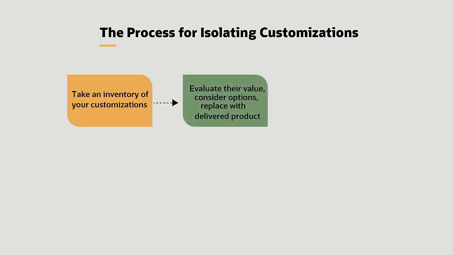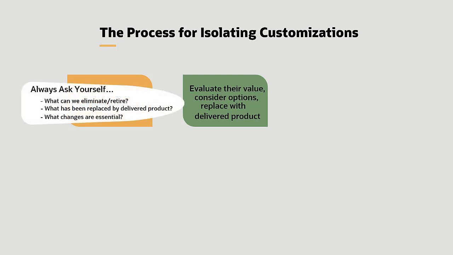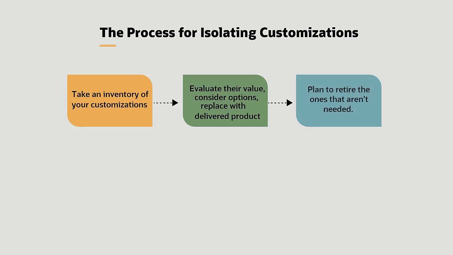Next, evaluate your catalog of customizations to determine their value. Identify the essential customizations and also the ones that are no longer required or obsolete, or may be replaced by delivered features. Now that you know what you have, plan to retire the customizations you no longer require. This means that they won't be re-implemented the next time you take a new image. It also means that you don't have to isolate them. This leaves you with a set of essential customizations. These are the ones you want to isolate.